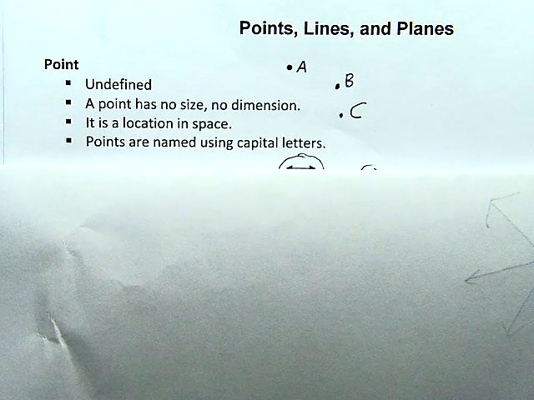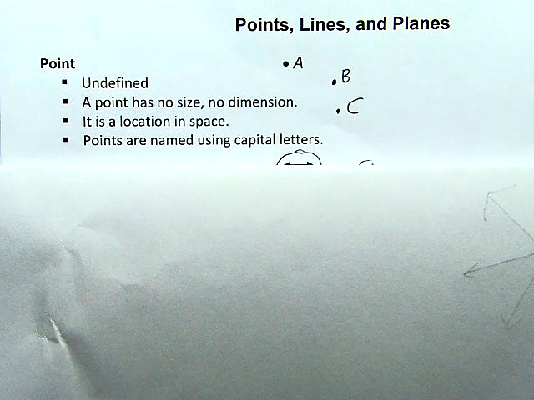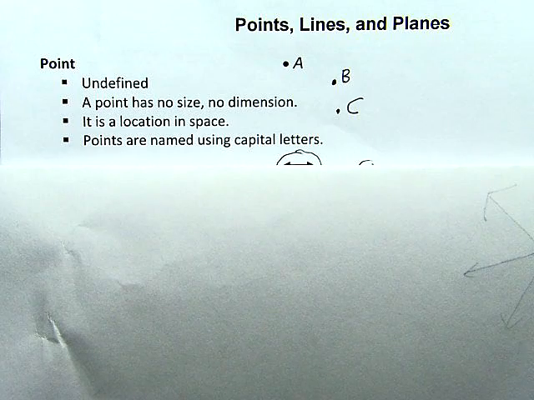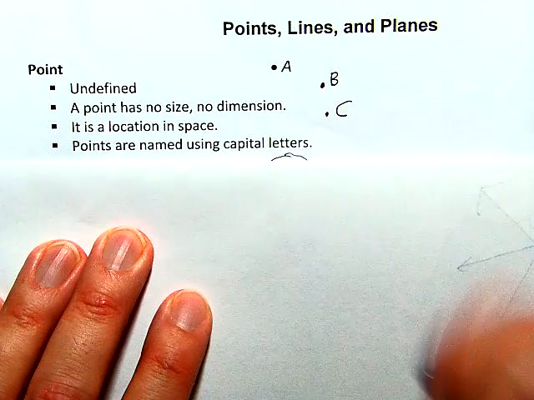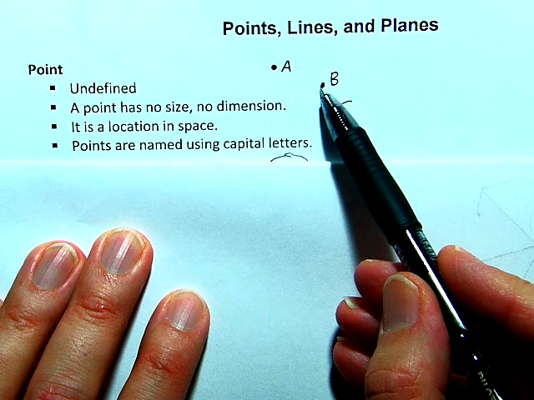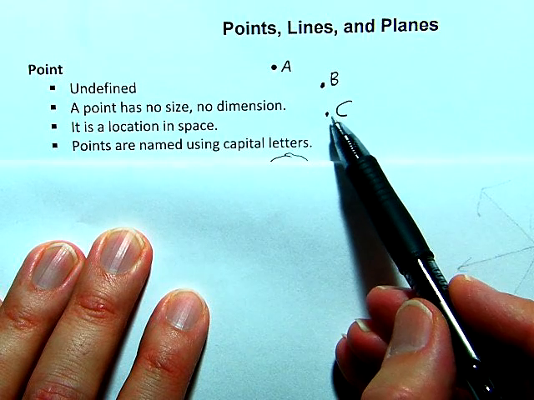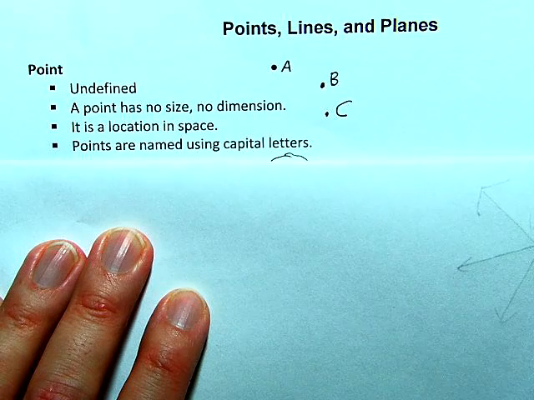A point is a location in space. It has no size, no dimension, and they're named by using capital letters. So for example here, this is point A. It's that particular location in space. This is point B, its own particular location, and C, a different location. These are all distinct points, meaning they have different locations.